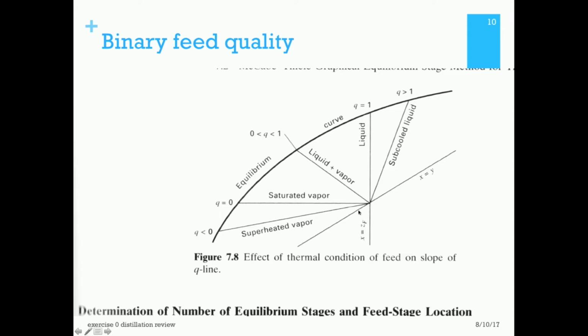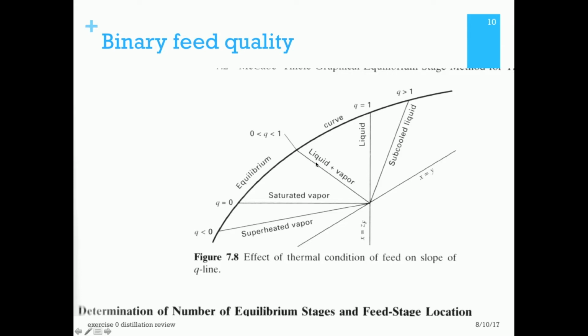This reminds you of the feed quality for the binary system. Again, if the line from the feed point is vertical, you're feeding saturated liquid. If it's subcooled, you're feeding a line which has got a positive slope. When you're feeding saturated vapor, the line would be horizontal. Superheated vapor, the line has the slope as you see here. So the thermal condition of the feed makes a big difference of what's happening around the feed tray.